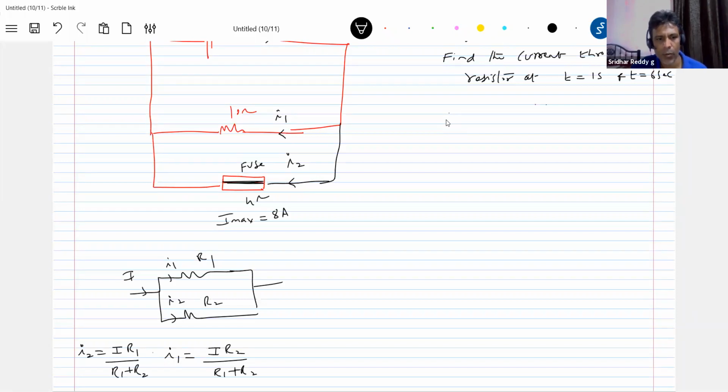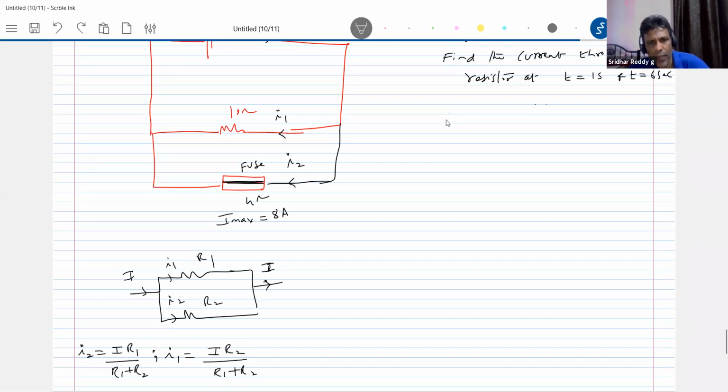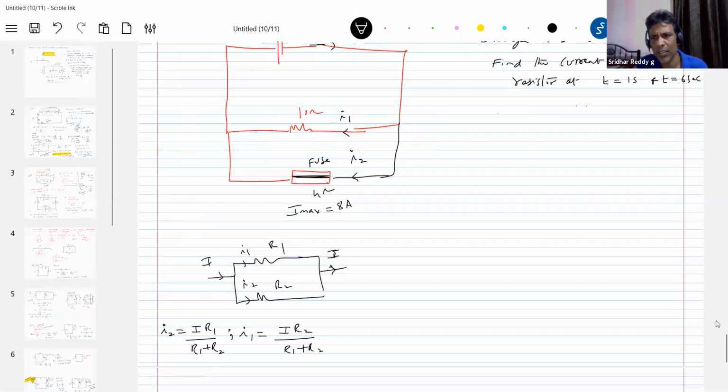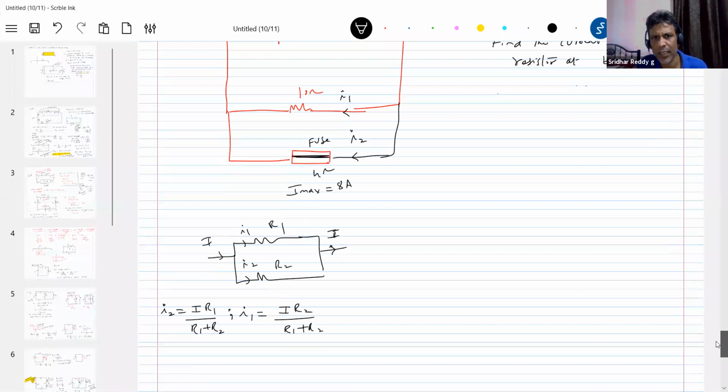Like how we have the voltage divider, this is the current divider formula. I just applied Ohm's law, nothing big. Capital I is equal to I1 plus I2, then I1 R1 equals I2 R2. The current in the sub branches is given by this. So we can take help of this formula, or you can apply KVL, KCL. It's not that you must apply these things. You can apply KCL, KVL also.